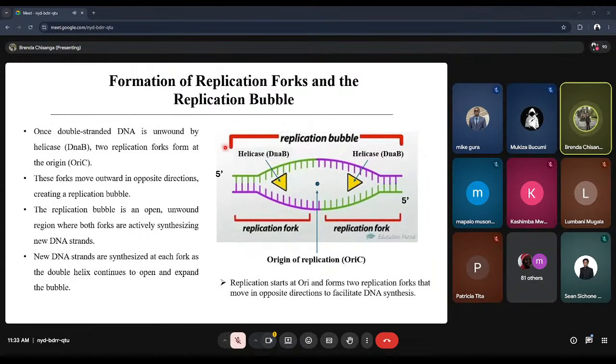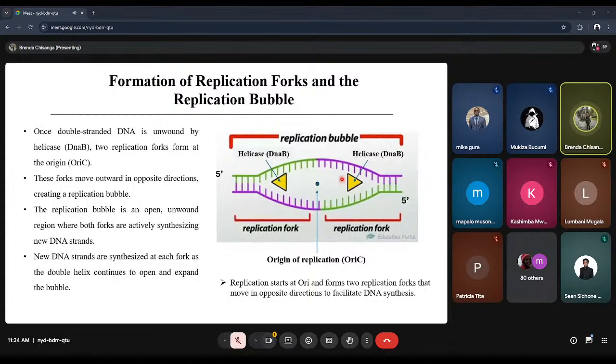And collectively, at this region, we're going to have what is referred to as a replication bubble because we've got 2 replication forks going in opposite directions. And by direction, I mean this one here is going this way, and the other one is going that way. So in this case, when we say DNA replication is bidirectional, it's because at the origin of replication, we have got 2 forks that are present, and by 2 forks, you mean that region has got single-stranded DNA that have been unwound.